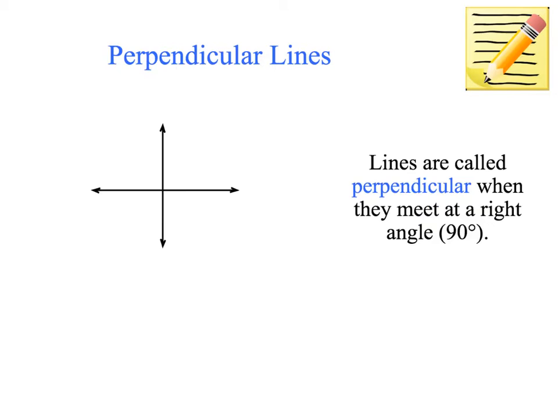Okay, now perpendicular lines, you just need to know that when two lines meet at a right angle, they are called perpendicular. And like I said before, this symbol here means that it's a right angle. So when you see that symbol, it means that the angle is a right angle, and you know automatically that it's 90 degrees.